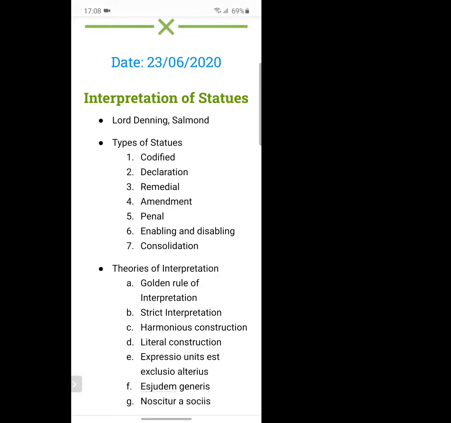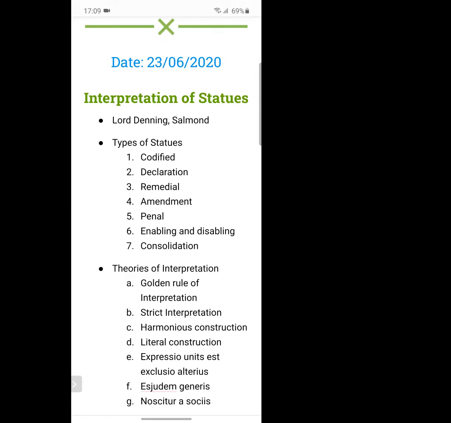Okay, now when we come to the nature of statutes, it can be a codified statute, it can be a simple declaration, it can be a kind of remedy given to a person, it can be an amendment to an already established statute, or there can be a penal statute, like the penal laws we have. There is also a statute which is enabling in nature, which will enable a particular government, or give a right to a particular office or person, to do something which should be done. And we also have a disabling statute, which will prohibit someone from doing something which should not be done. Okay.